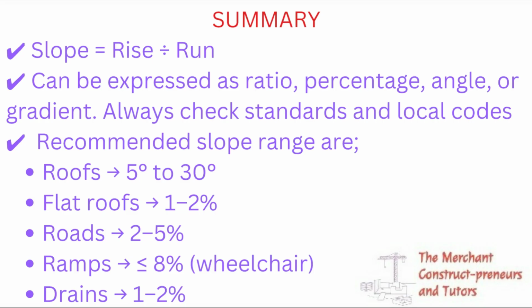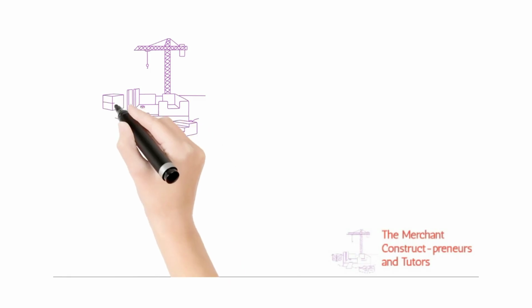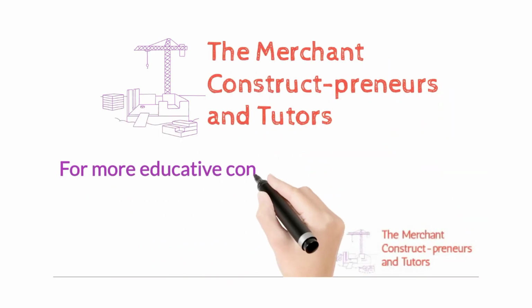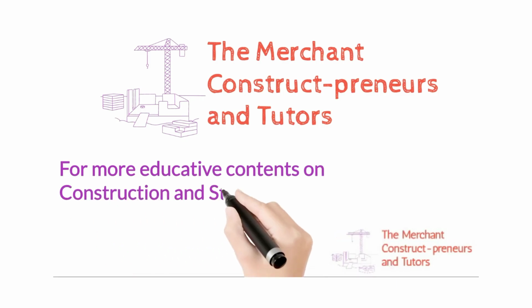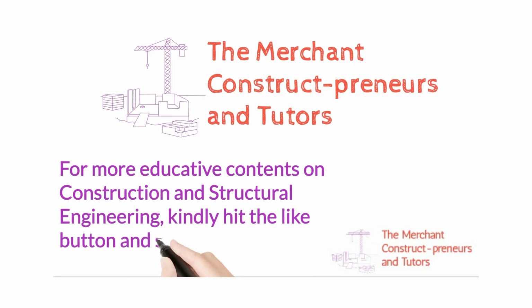So when you have this in mind, even when you are working on site and you have a value that is higher than this range, then you know something is wrong. It's not going to function the way it's supposed to function. You just see water ponding. For the ramp, people find it difficult to climb easily. They are just struggling. Roads, we get flooded. Roofs, we get too flat or too steep, right?